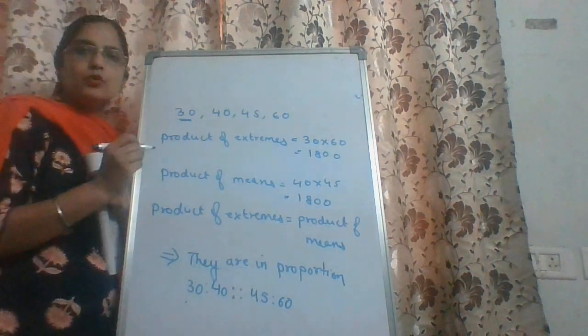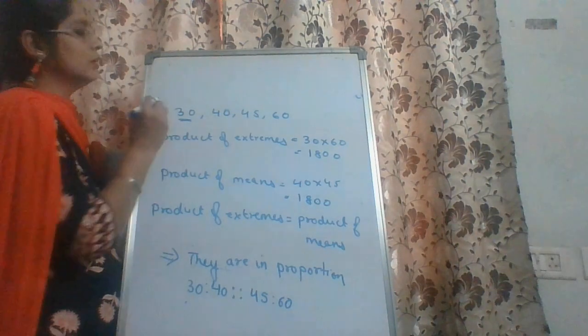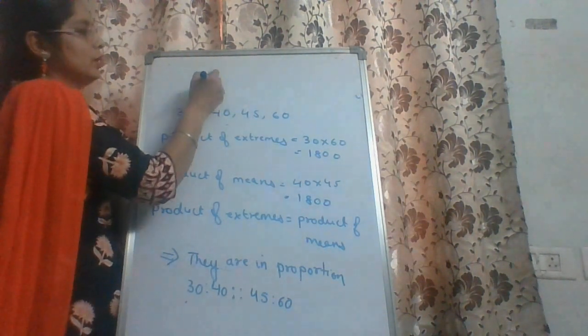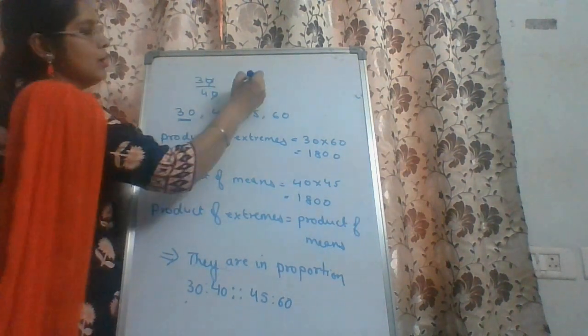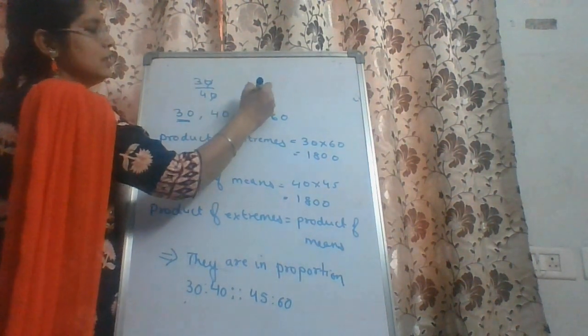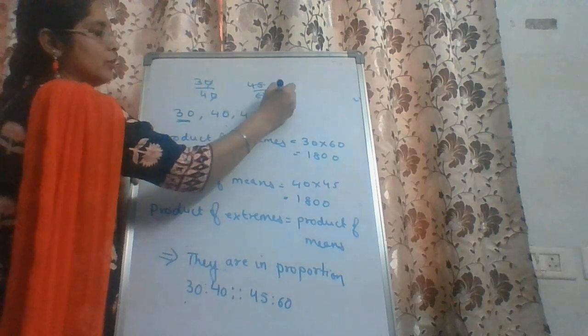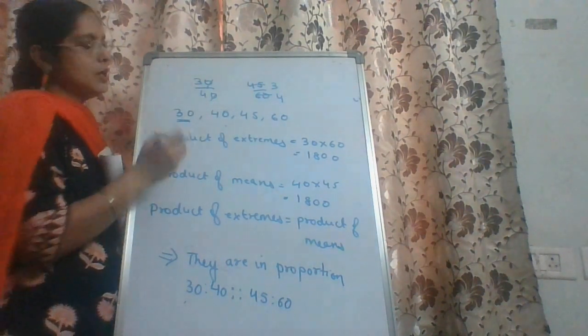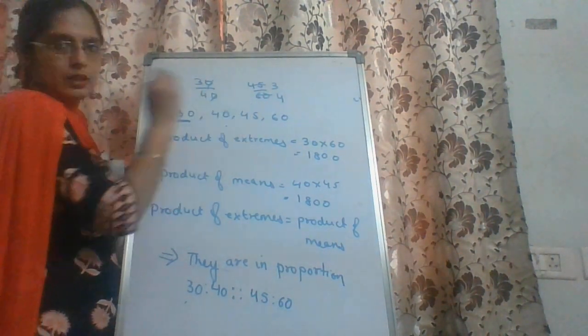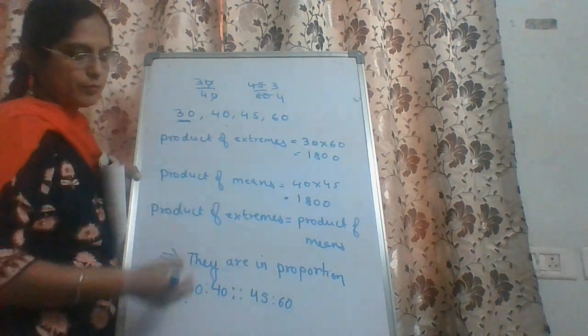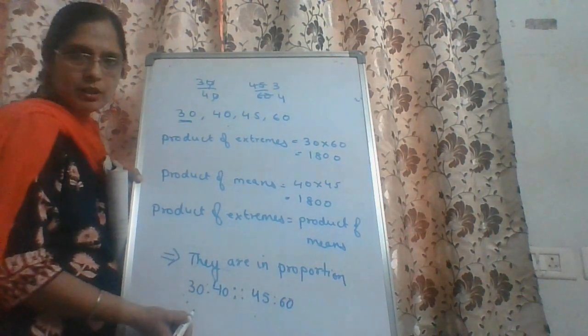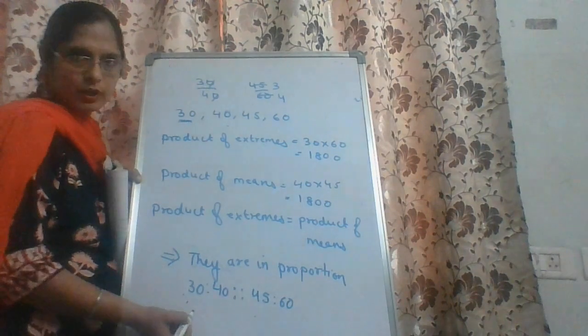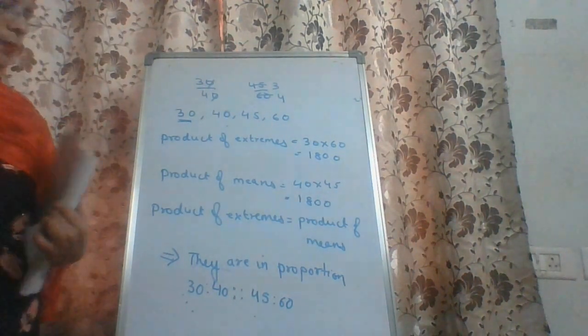Otherwise also, see, proportion means the two ratios are equal. 30 upon 40, you can simplify, it is 3 upon 4. 45 upon 60, it is also 3 upon 4. You can see this way also. Since the two ratios are equal, we say that they are in proportion and then write them in the proportion. You can do by this method also.